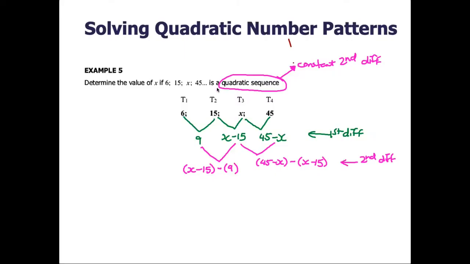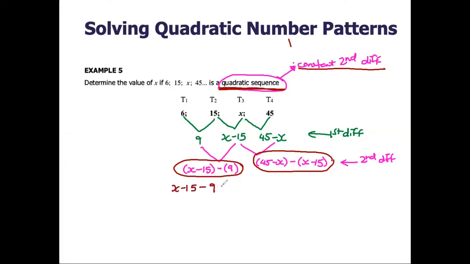Because we have said, because it's a quadratic sequence, we have a constant second difference, which means this term, which is a second difference, and this term, which is a second difference, have to be equal. And so we're going to say, all right, x minus 15 minus 9 must equal 45 minus x, and I'm going to just simplify here, minus x plus 15. So I'm just distributing over there. And now, like Layla said, we are going to be doing some algebra. We are solving a linear equation.